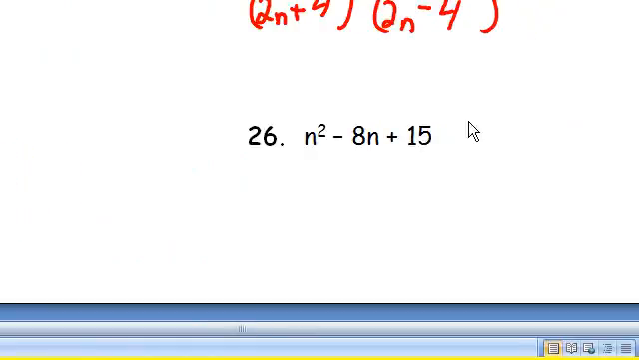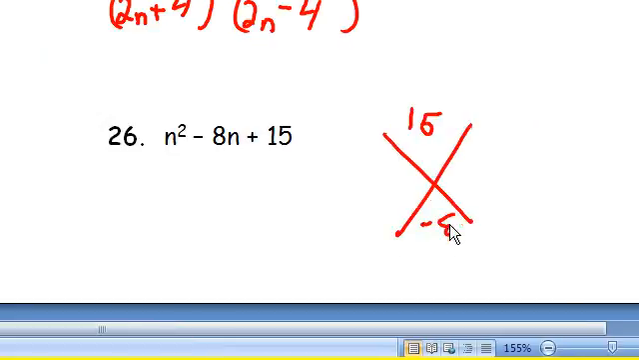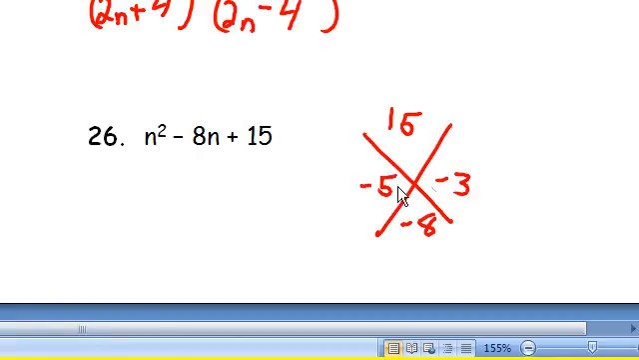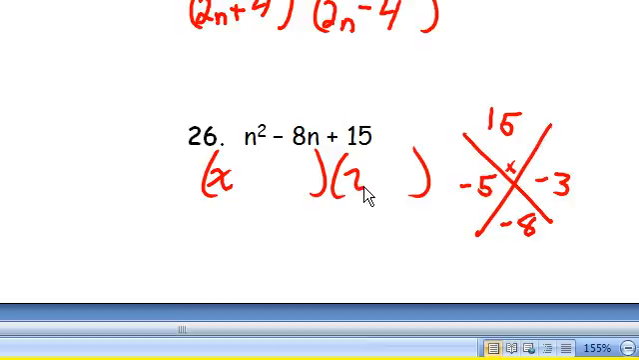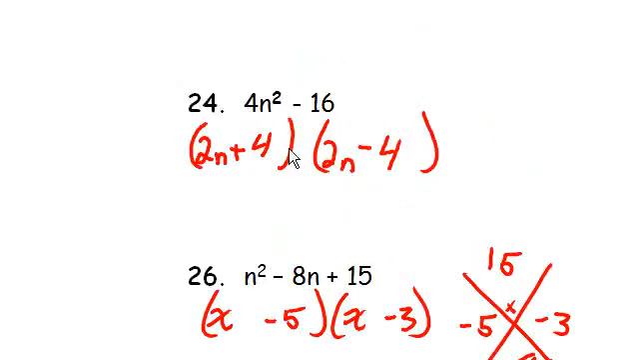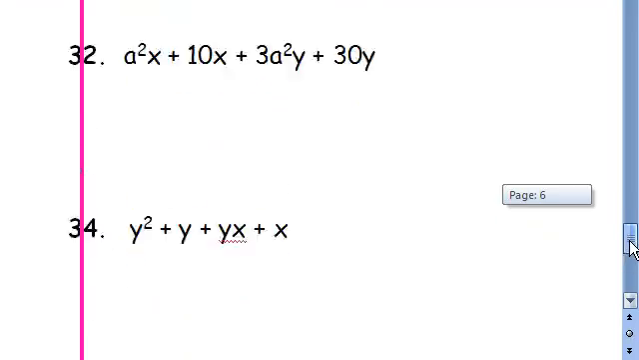Let's come over to 26 now. What two numbers multiply to 15 but add to negative 8? Negative 5 and negative 3 are two numbers that multiply to 15 but add to negative 8. And so we can write our skeleton, put our x here, x minus 5, and x minus 3. Okay, let's go down to the last few here.